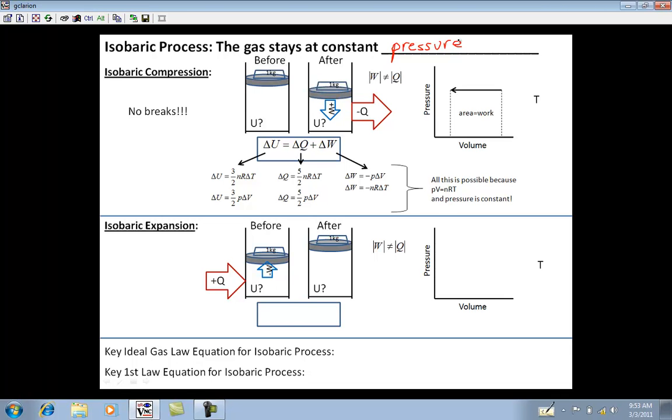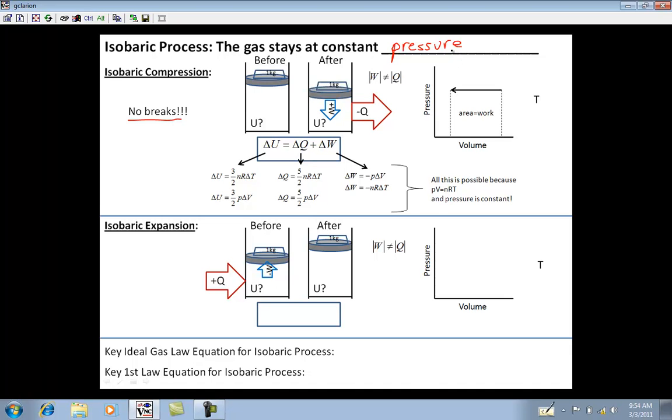All right? Now, if you see a problem and it says it's an isobaric situation, then you get a little let down because there's no breaks on the first law. Okay? The first law stays. The delta U, delta Q, delta W, they all stay the same. Nothing becomes zero. All right? So no breaks for an isobaric situation.